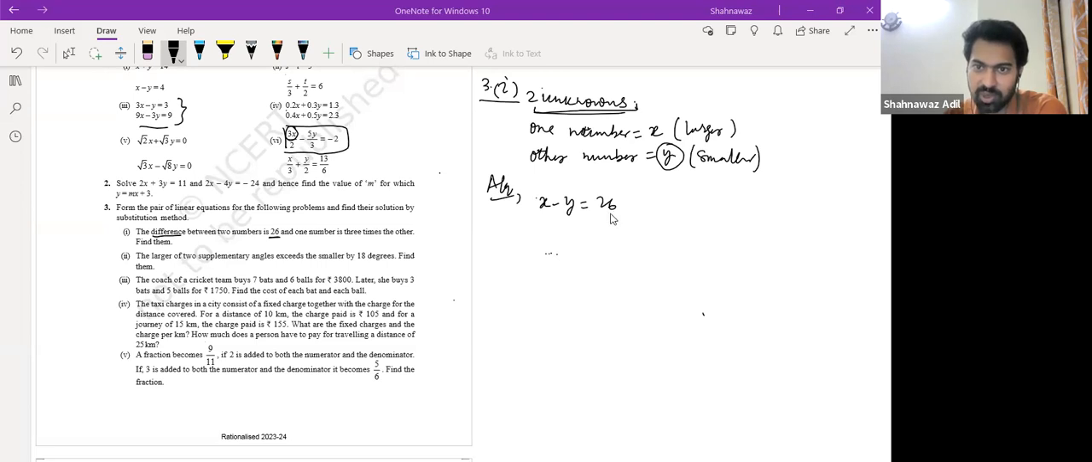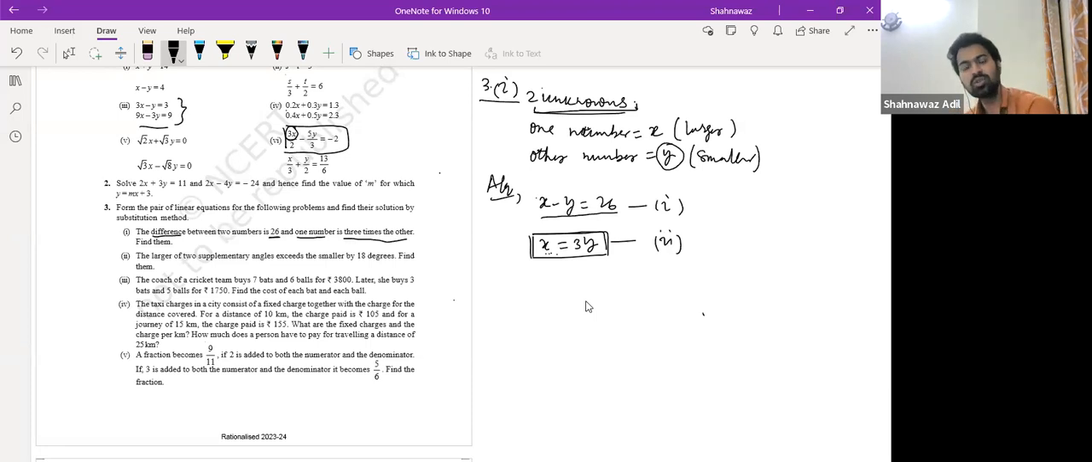Yeah, so x minus y is 26, right? And what is the other information? One number is 3 times the other, right? Yes, sir. So who is the larger number? X. So x equals 3 times what? y. 3y. Yes. So x equals 3y. Right. So now we know we have two equations. And in the substitution method, we want to calculate the value of the y variable. We have that already.